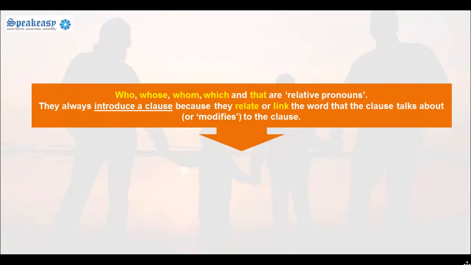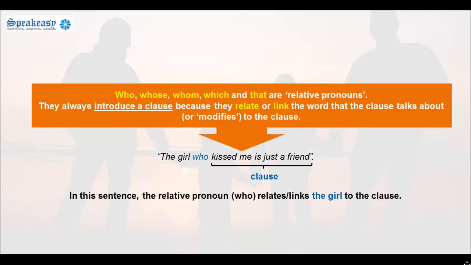Who, whose, whom, which, and that are relative pronouns. They always introduce a clause because they relate or link the word that the clause talks about or modifies to the clause. The girl who kissed me is just a friend. In this sentence, the relative pronoun who relates or links the girl to the clause.